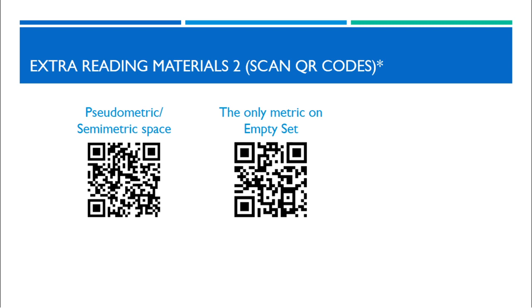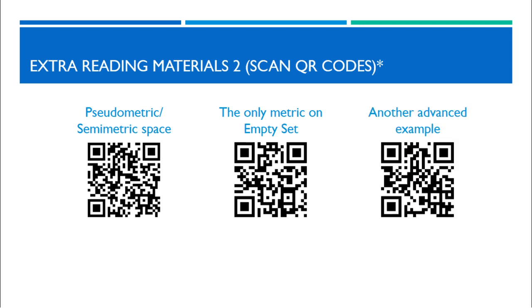We excluded the empty set in our definition of metric spaces, but in some textbooks they include the empty set in their definition. So there is only one metric which is possible on the empty set, if we consider the empty set to be valid to define a metric on. And this particular link talks about it. There is one more example which is quoted. You can either scan the QR code or the links are posted in the description below.